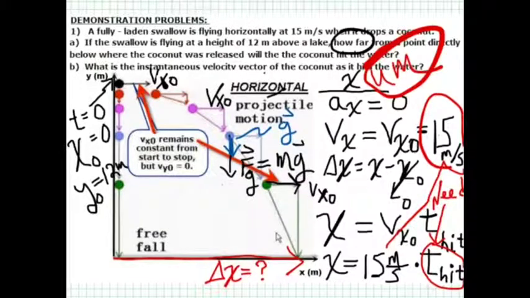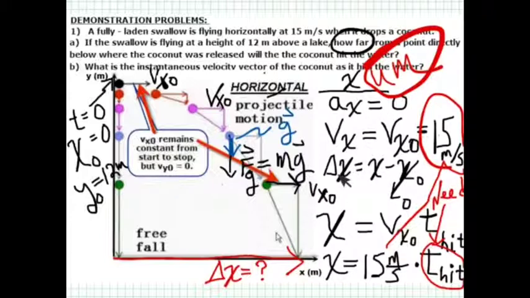In part A, we need to find how far the coconut went horizontally. So symbolically, we need to find the displacement, delta x, from a point directly below where the coconut was dropped by the swallow. We've established that the x component of the motion is uniform motion, or constant velocity. The acceleration is 0 by the second law, so v sub x is at all points during the motion the initial x velocity, Vx naught, or 15 meters per second, until the coconut hits the water and is no longer a projectile problem.